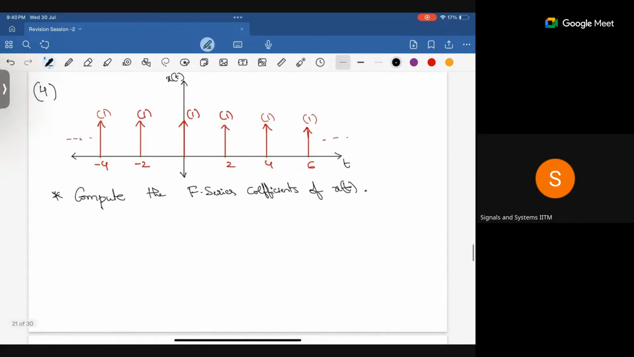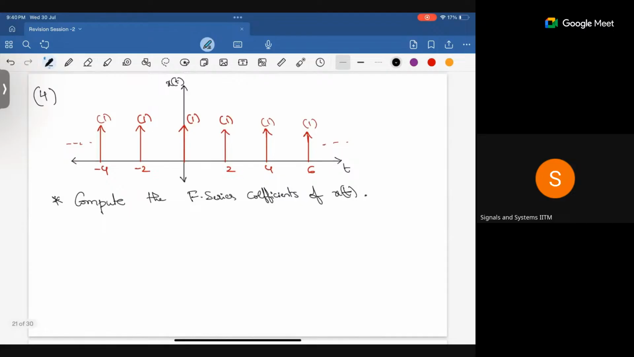Now this is really interesting, and I think you should all know this. This is an impulse train, but not exactly the impulse train. It is a scaled impulse train. As you can see, we have impulses once in every 2 units. All we are asked is to compute the Fourier series coefficients.